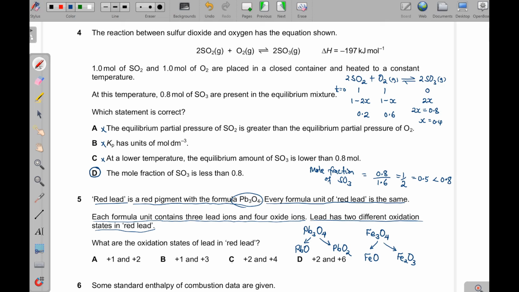But oxygens are 4. That means if I put a 2 here, I'll get 2 oxygens and then 2 oxygens here to make it a 4. Okay, and then 2 leads and then 1 here, so they become 3. So that means we have 2 lead 2 oxides and then we have 1 lead 4 oxide in there. So this one is the +2 and then this one is what? It's a +4. So our answer has to be C.